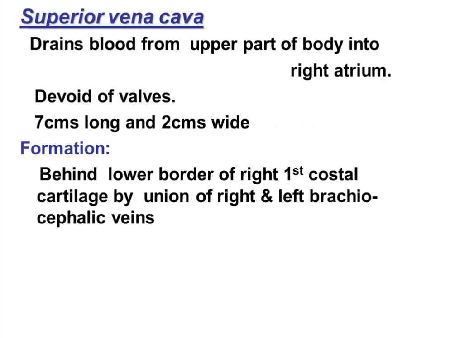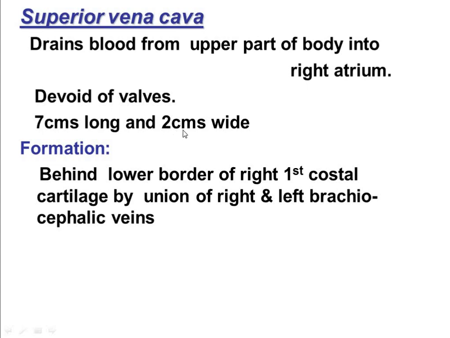Now, another great vessel present along with the aorta that we saw was the superior vena cava. It's a venous structure carrying the venous blood from the upper half of the body to the right atrium. So it brings the blood from the upper part of the body into the right atrium. There are no valves. It's devoid of valves. We saw that the veins in the head and neck region had valves. The superior vena cava is one structure which does not have valves.